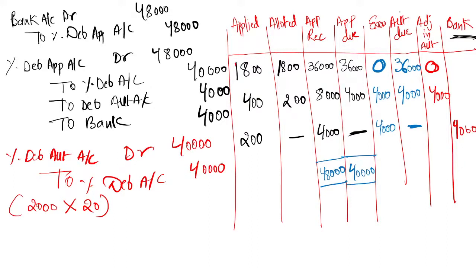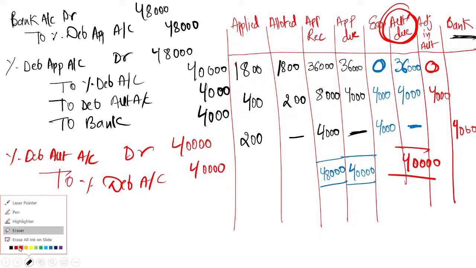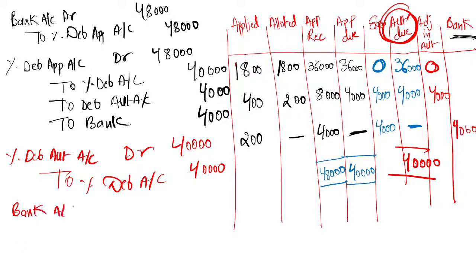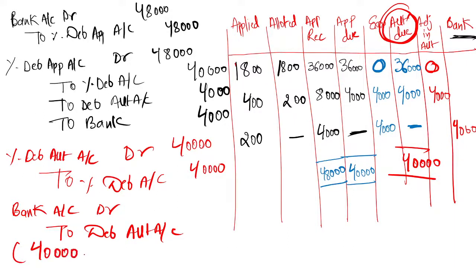You can also find it from here. The total allotment due is 40,000. Then we will pass the journal entry for allotment money received. So bank account debit to debenture allotment account. Allotment due is 40,000.